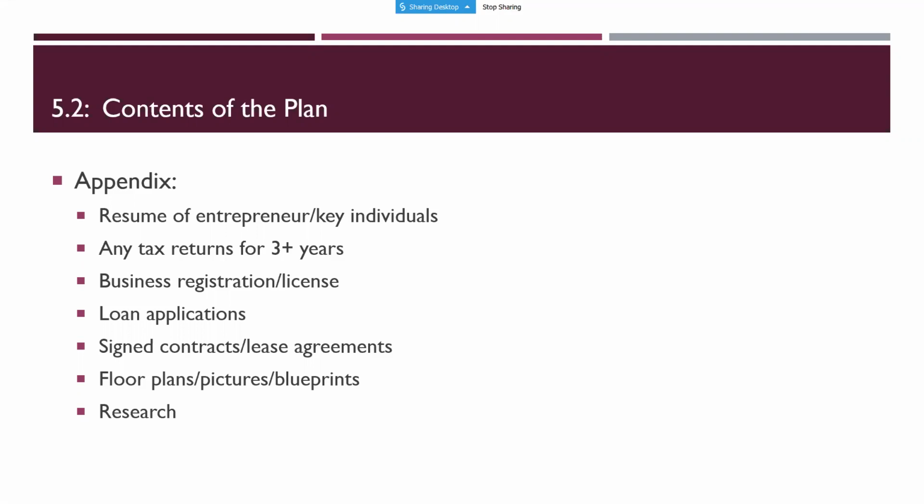Any tax returns for the 3 years or so. If you've got a new venture, you're not going to have those. You know, business registration license, so you can say, hey, this is a legitimate business. Information given on any loan applications, the investor can see what you're reporting to the banks as being your potential and whether or not that matches up to what your business plan says.